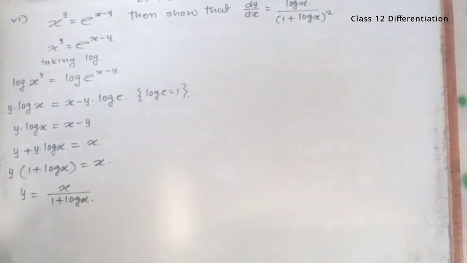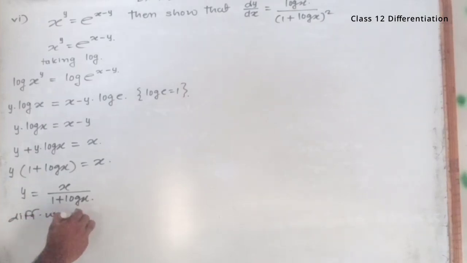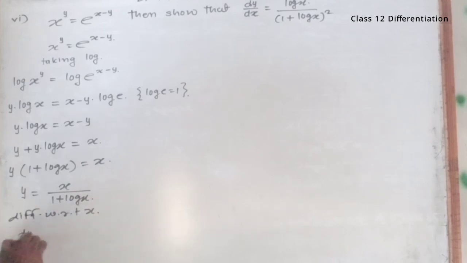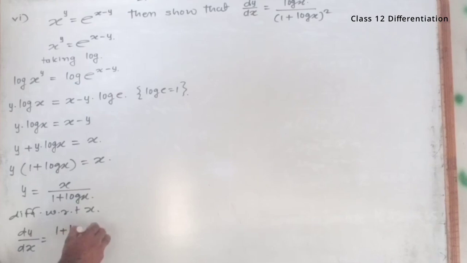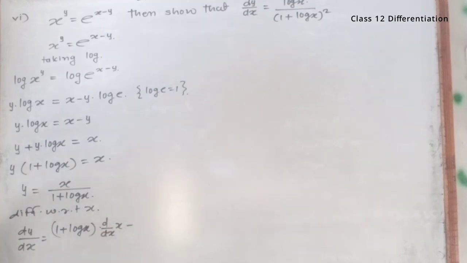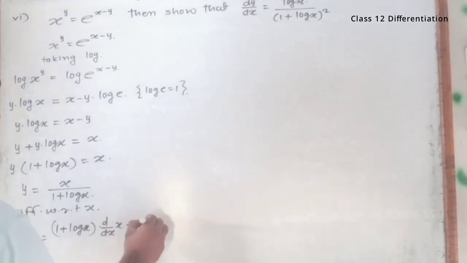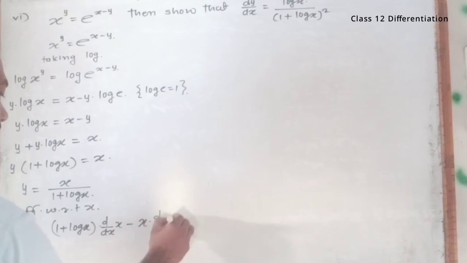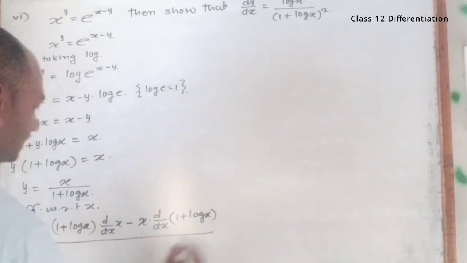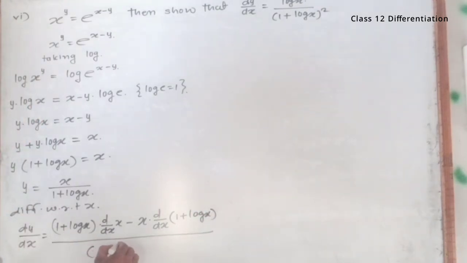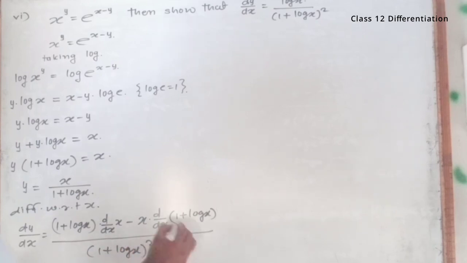Now here we have to differentiate this equation. So differentiate with respect to x. So dy/dx = [(1 + log x) d/dx(x) − x d/dx(1 + log x)] / (1 + log x)².